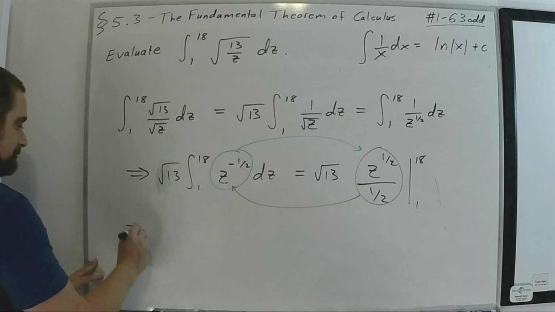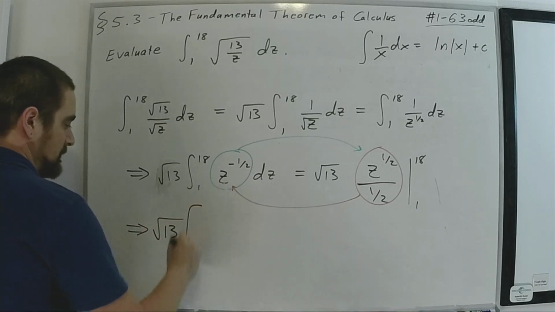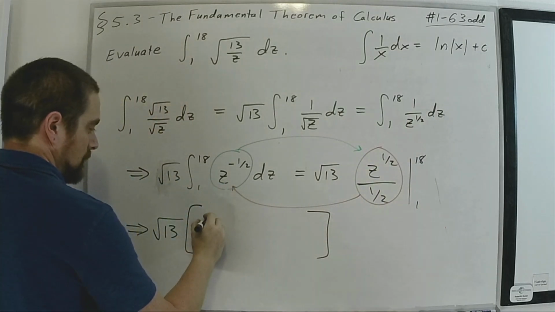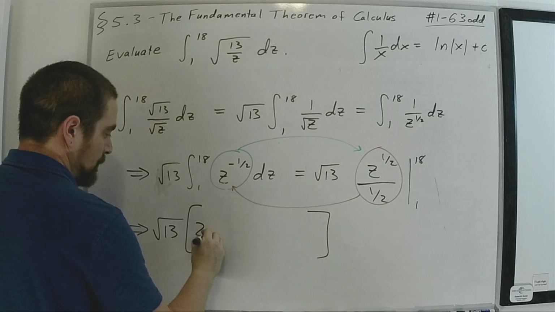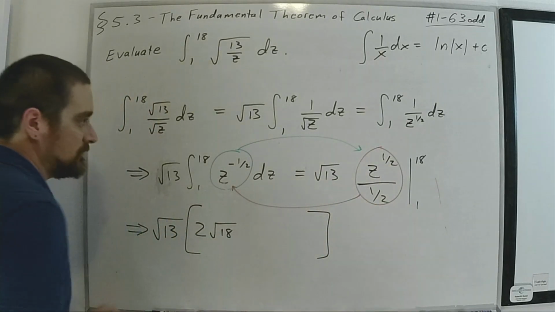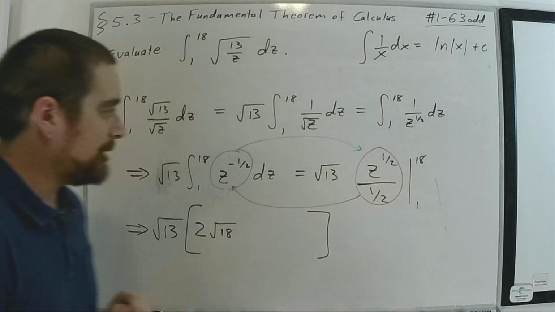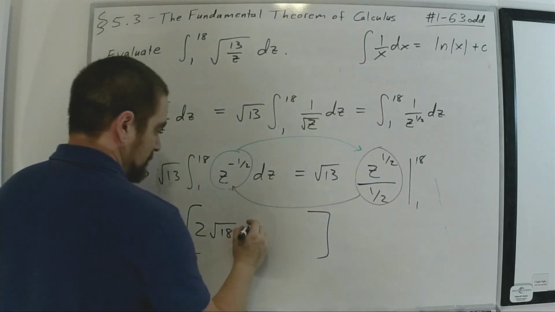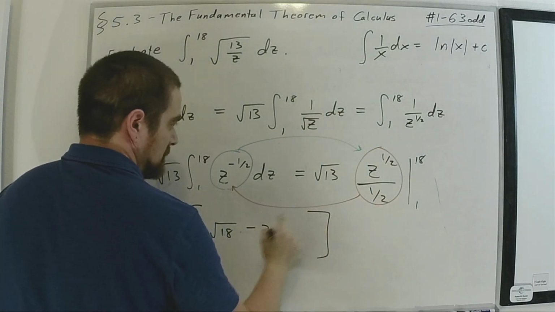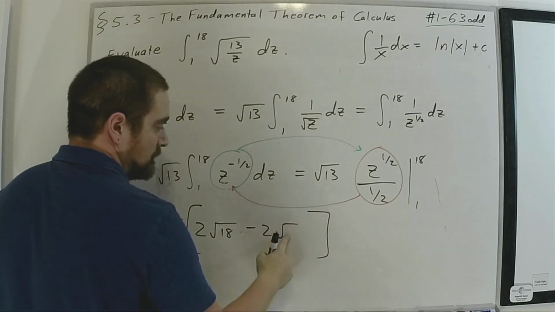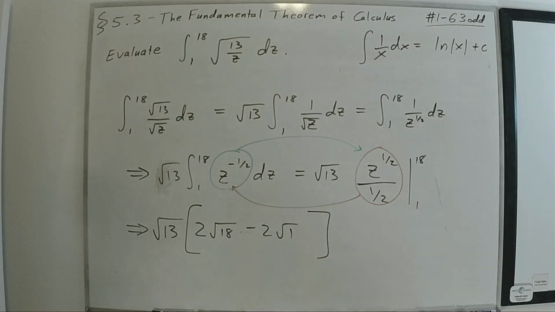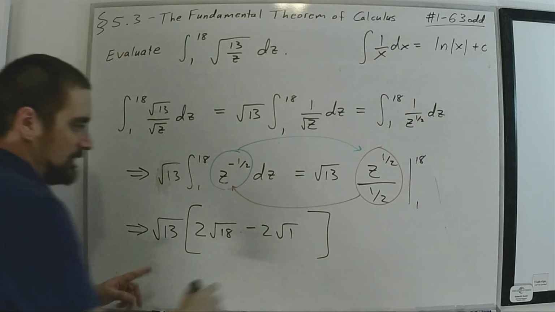We can see it. I'm going to leave the root 13 all the way out front. I'm going to plug my upper bound in. So instead of dividing by a half, I'm going to multiply by 2 times z to the 1/2. Well, that's the square root of z, but I have to plug in my upper limit. So I'm getting 18 to the 1/2 power. Then I have to subtract. Now I plug in my lower limit. Again, instead of dividing by a half, I'm going to multiply by 2. Z to the 1/2 is 1 to the 1/2 when I plug the lower limit in. Now we can start to simplify this.